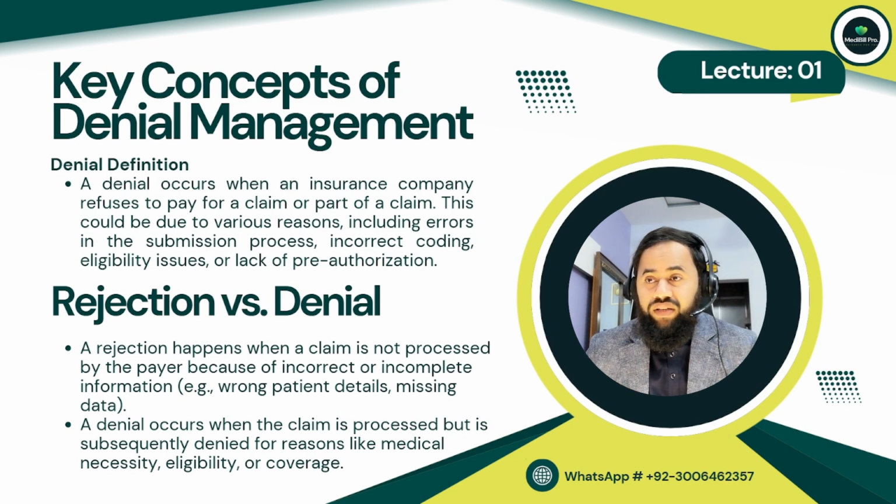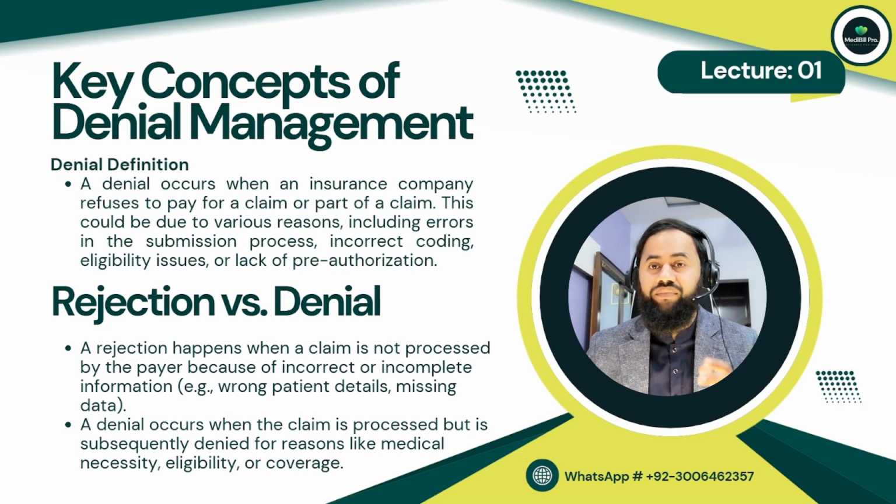Next is a denial. It occurs when the claim is processed but is subsequently denied for reasons like medical necessity, eligibility, or coverage issues. Whenever an insurance company gets a claim, they adjudicate that claim, process it, and send the EOB as well. If they are not going to pay for that claim, that counts as a denial. So with a rejection, the insurance did not get the claim; it was rejected initially at the clearinghouse end. Once the insurance gets the claim, processes it, and provides us the EOB, that is a denial. This is the basic difference between rejection and denial.